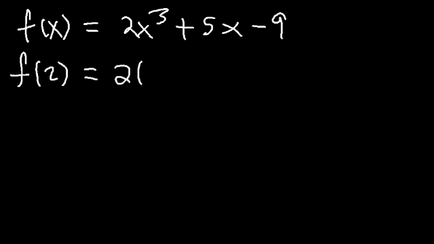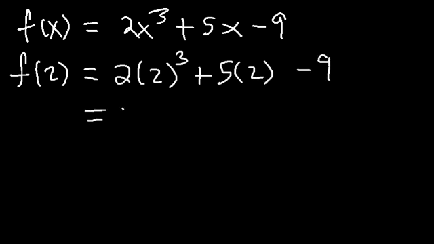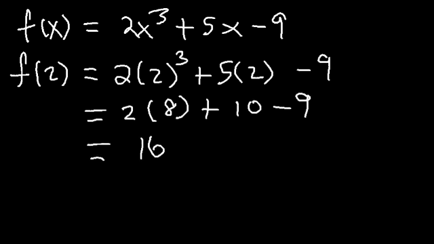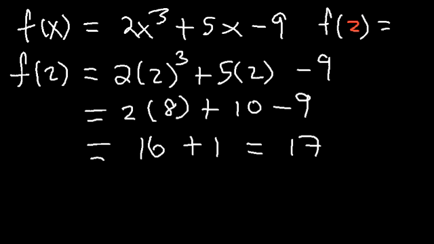So this is going to be 2 times 2 raised to the third power plus 5 times 2 minus 9. 2 to the third power, that's 2 times 2 times 2, that's 8. 5 times 2 is 10, and 2 times 8 is 16. 10 minus 9 is 1. 16 plus 1 is 17. So therefore, f of 2 is 17. When x is 2, y is 17.